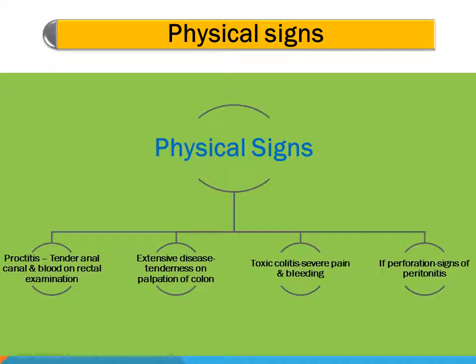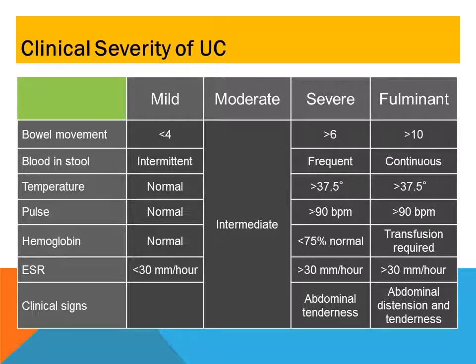In severe disease, there is liquid stool with blood, pus, and physical signs. In proctitis there is a tender anal canal and blood on rectal examination. In extensive disease there is tenderness on palpation of the colon, while toxic colitis can lead to severe pain and bleeding, and signs of peritonitis are there.